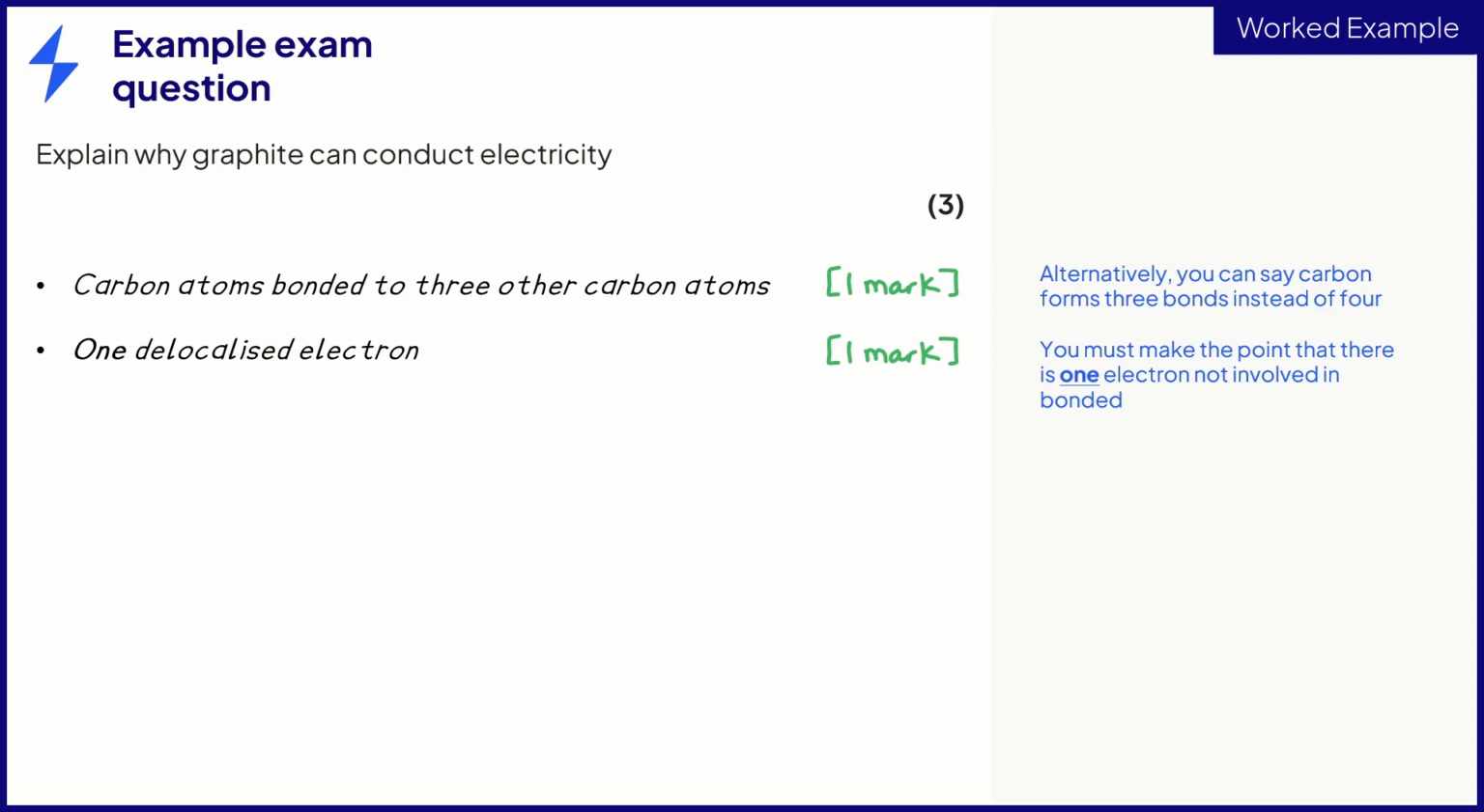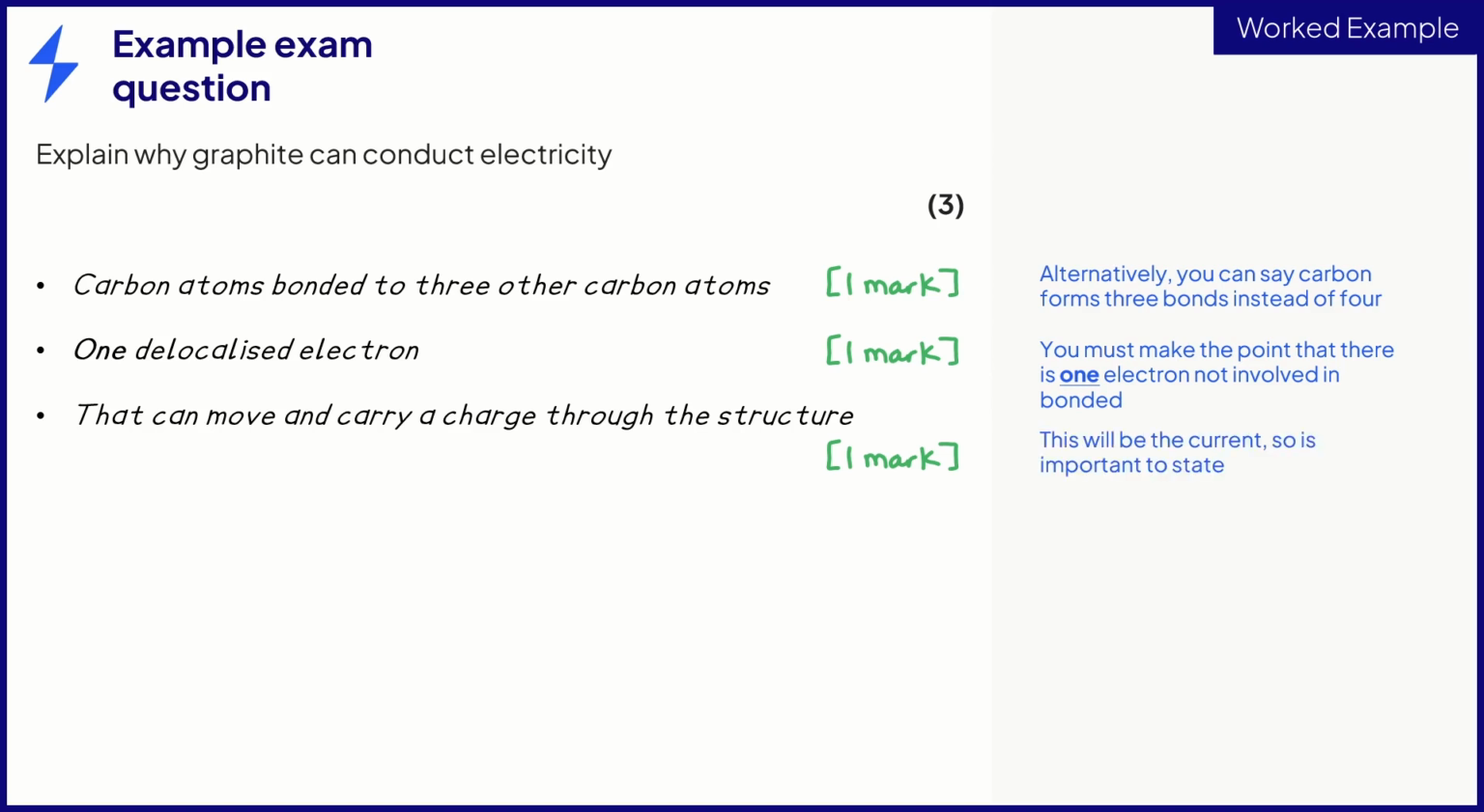For the final mark, you need to talk about the delocalized electrons, which are between the layers. They are able to move and carry a charge. This is important to state, as it is the current moving through the structure. When answering questions about diamond and graphite, it is always good practice to state the number of covalent bonds each carbon has, and this will remind you about saying if there are any free electrons.